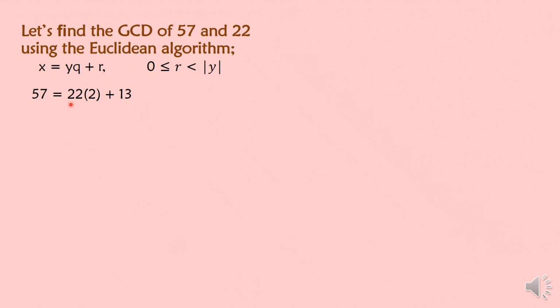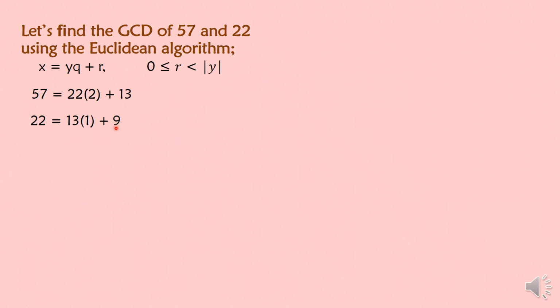So our x is 57 and our y is 22. 57 divided by 22, there will be a quotient of 2, plus 13 as our remainder. Now from this, we have our new x for the next step. Our new x is 22 and our new y is 13, the remainder from this. So 22 divided by 13, there will be a quotient of 1, and from this we have a remainder of 9.